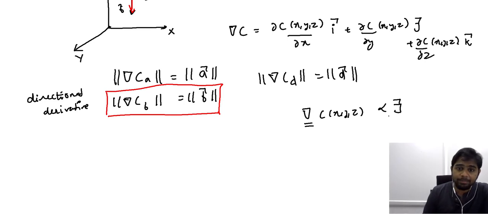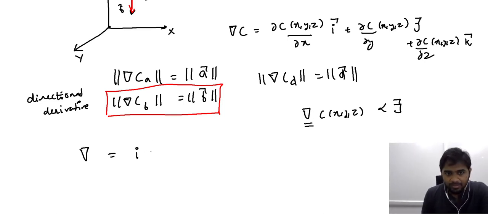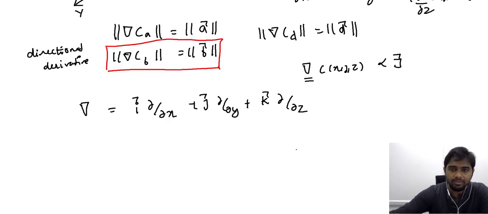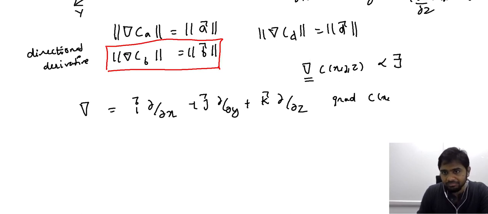This skeletal representation of the gradient is of this form: i ∂/∂x plus j ∂/∂y plus k ∂/∂z. So i is a vector, one of the orthonormal bases, j is another orthonormal basis, and k. So this is the skeletal form of this nabla or grad. One other way of writing this would be grad of concentration, and the skeletal form of this nabla grad is of this form here.